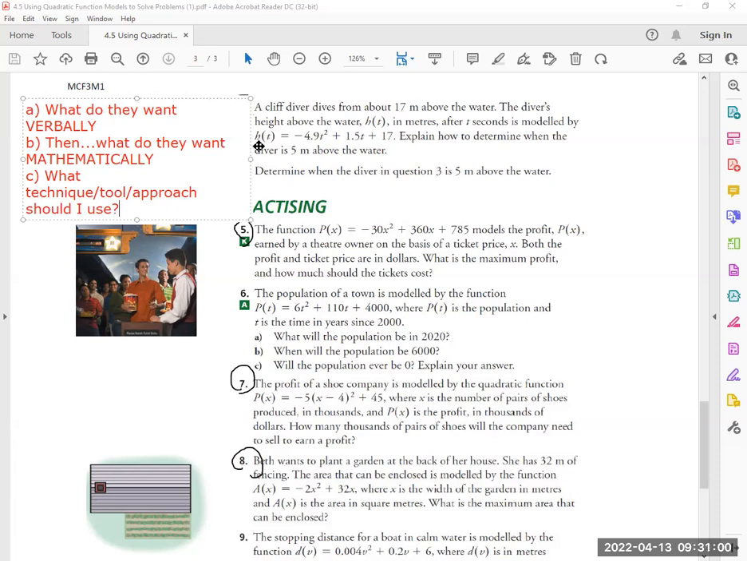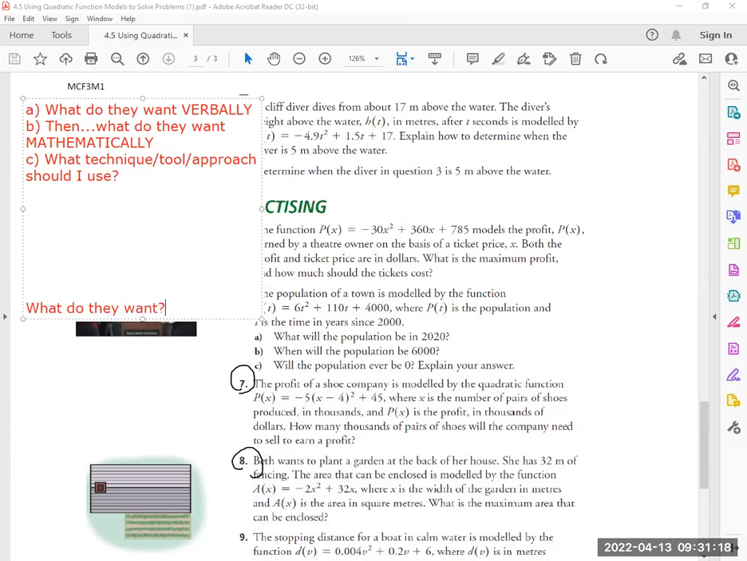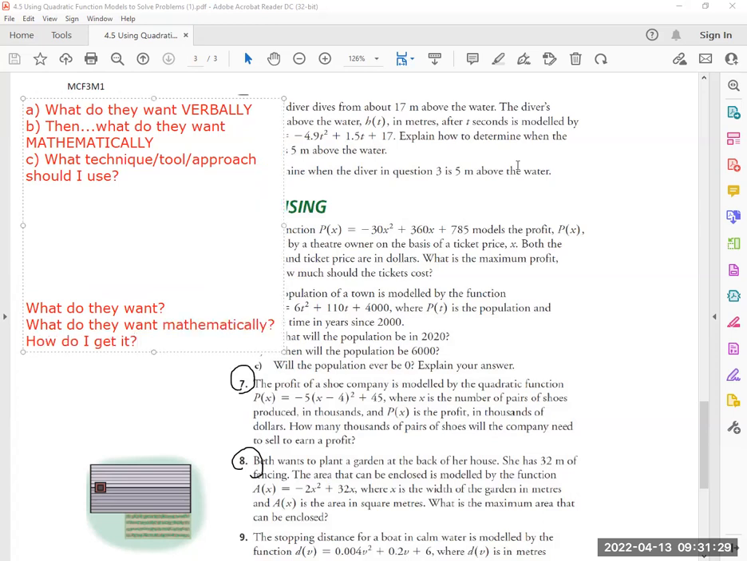What I would like you to practice is this part. What do they want? What does that mean mathematically, and how do I get it? Good to write that. So again, I'll say it one more time. What do they want? What do they want mathematically? And then how do I get it? See if you can work on that for the first 4 questions, 3 minutes each. Let's take 15 minutes and we'll go over it together. And then maybe I'll demonstrate a couple of them before we call it a day.